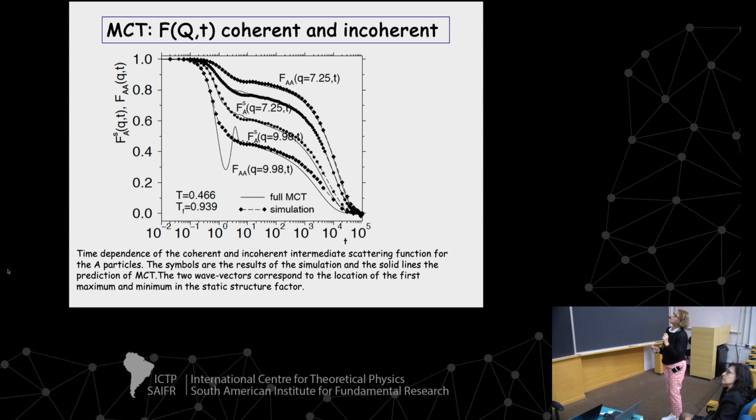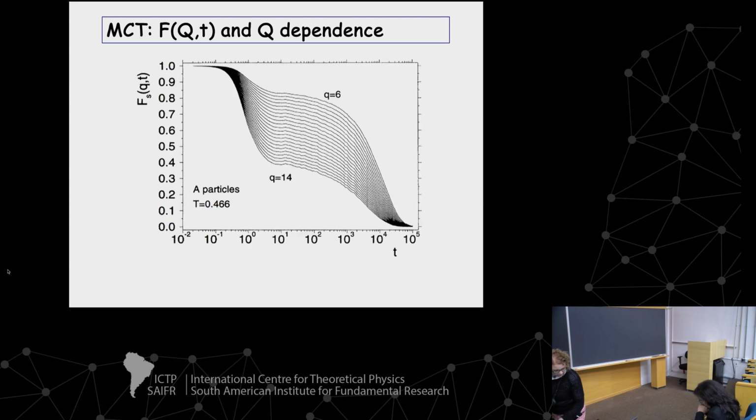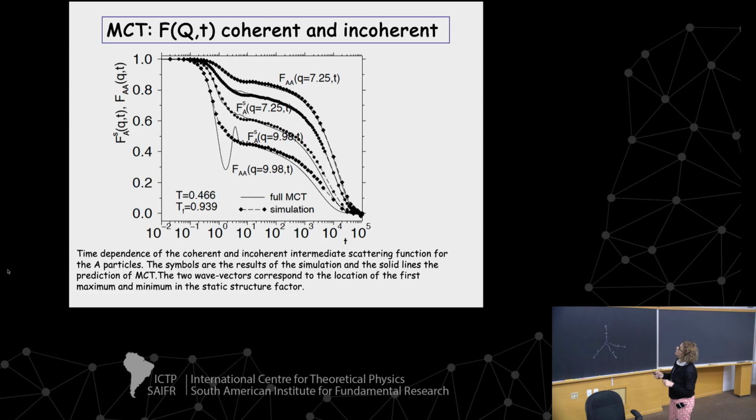And as you enlarge it, it's exactly the contrary. You are seeing the relaxation over longer and longer time scale, like in a magnifying glass. So this is low Q, and this is IQ for the I particles, okay? So that was the self and the coherent.